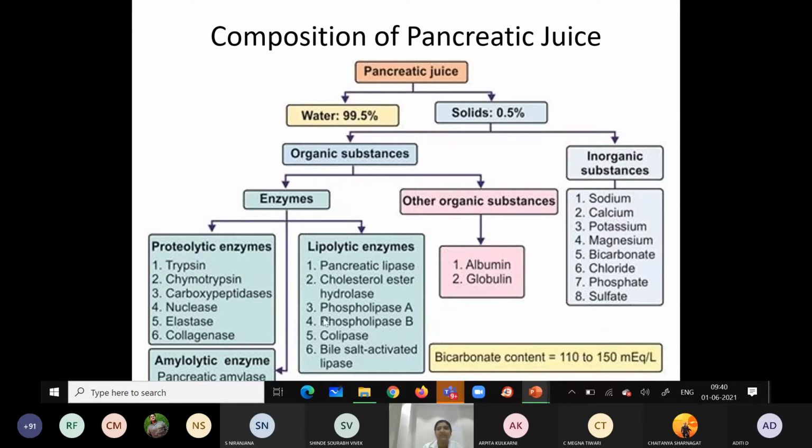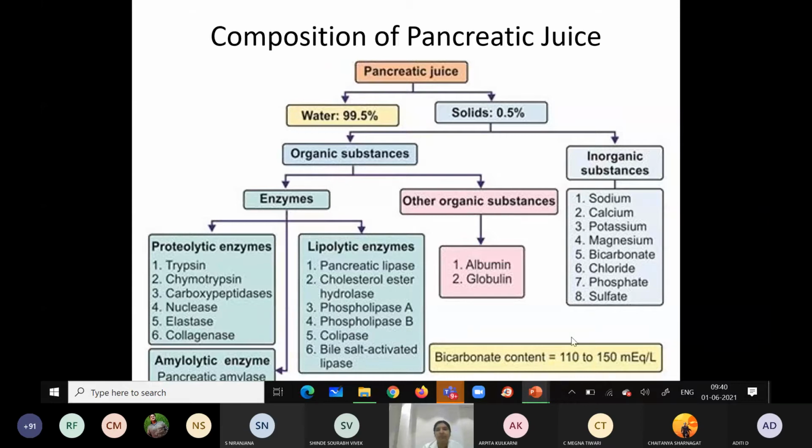And in similar ways, you have to remember the six lipolytic enzymes also, because pancreatic juice is the one after which only intestinal juice comes, and that is the last part of digestion and absorption. Okay, the third enzyme group is the amylolytic enzyme. This has only pancreatic amylase. This is minor, so there is only one enzyme for carbohydrate digestion, whereas there are six enzymes each for lipid and protein digestion.